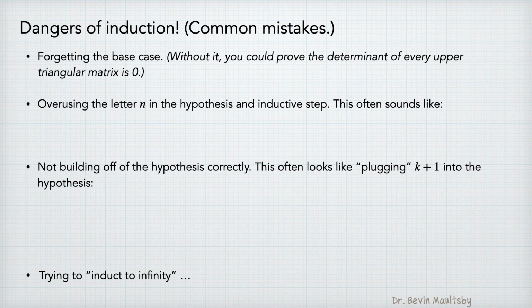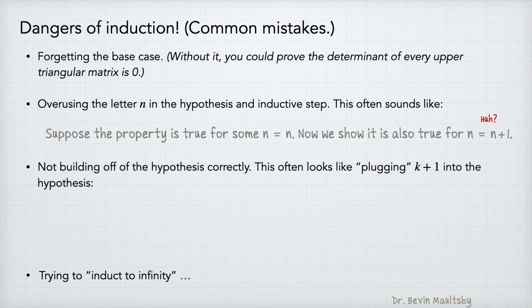The second remark is a writing remark, and that is that sometimes students overuse the index n throughout their proof. Here's something I see a lot. Suppose the property is true for n, or they may even write n equals n. Now we show that it is also true for n equals n plus 1. And that's just a strange thing to say.